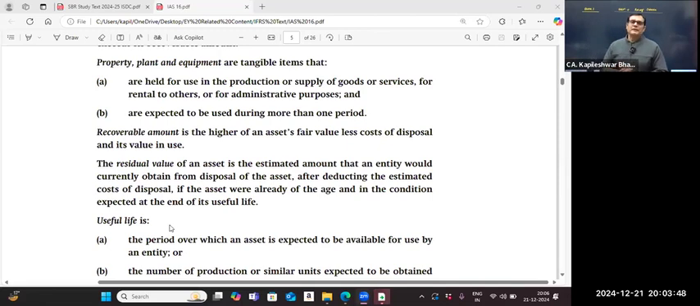Then we go to step number 3, which is clause number B. You need to see what is the expected period of use. If it is more than 1 year, then I meet the definition. And if it is supposed to be less than 1 year, it's a revenue expenditure. Because if it is a tangible item meant for any of these three purposes, but the expected life is less than a year, then it is supposed to be a revenue expenditure.